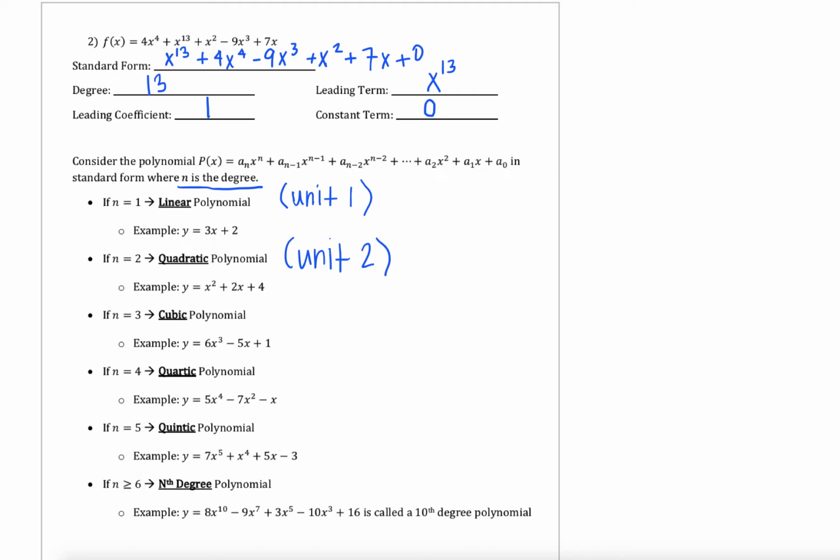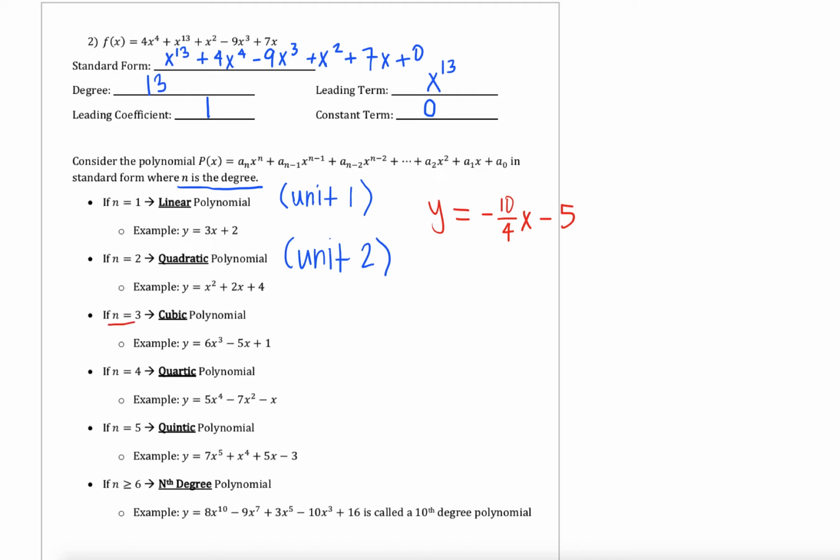y equals 3x plus 2. Another example could be y equals negative maybe 10 over 4, x minus 5. So any polynomial with the highest power being 1 there would be a linear polynomial. Now, quadratic polynomials happen when our degree is equal to 2, and this is what we spent all of Unit 2 talking about. So one example could be y equals x squared plus 2x plus 4, and any quadratic function would work as a quadratic polynomial.